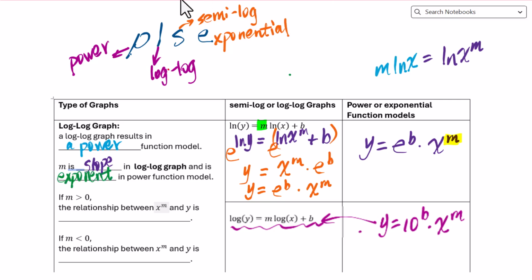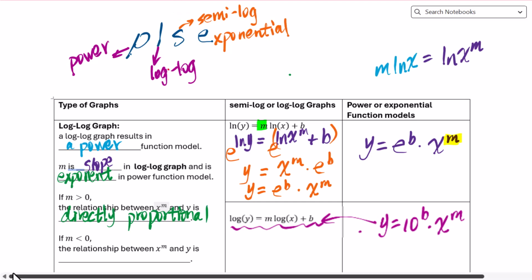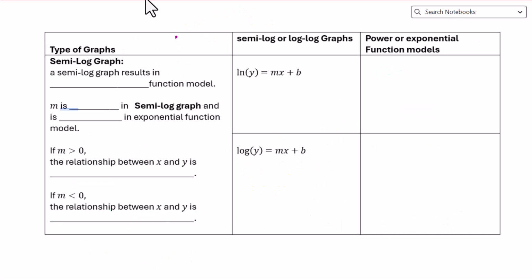When m is greater than 0, the relationship between x to the power of m and y is directly proportional. When m is negative, the relationship between x to the m's power and y is inversely proportional. Let's talk about a semi-log graph now.